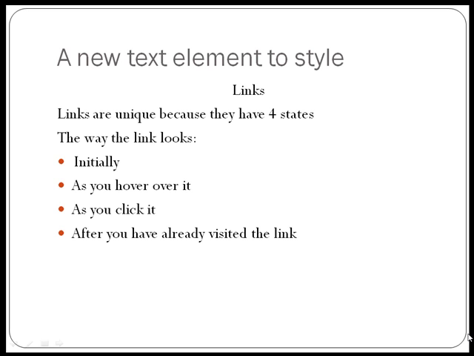So links are unique because they have 4 different states. A link is called a pseudo class, by the way, and later on we'll get into what classes are. But it basically means it's not just always the same, like a heading is always the same, a paragraph is always the same. A link is active, it can do 4 different things. So when we think about styling a link, we have to think about 4 different states.